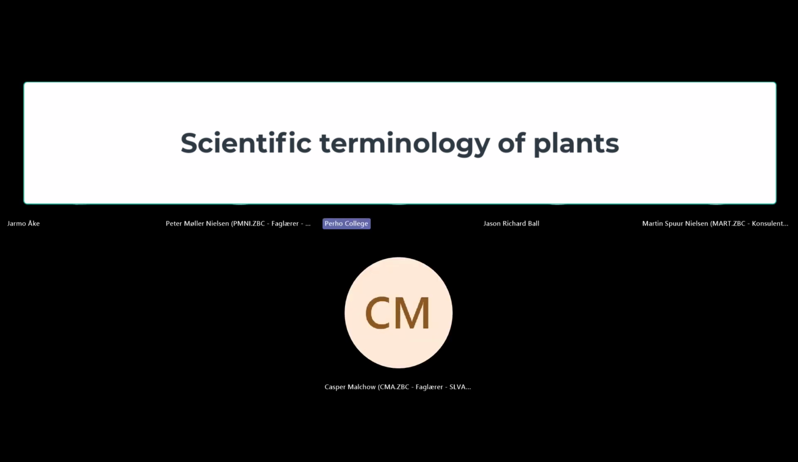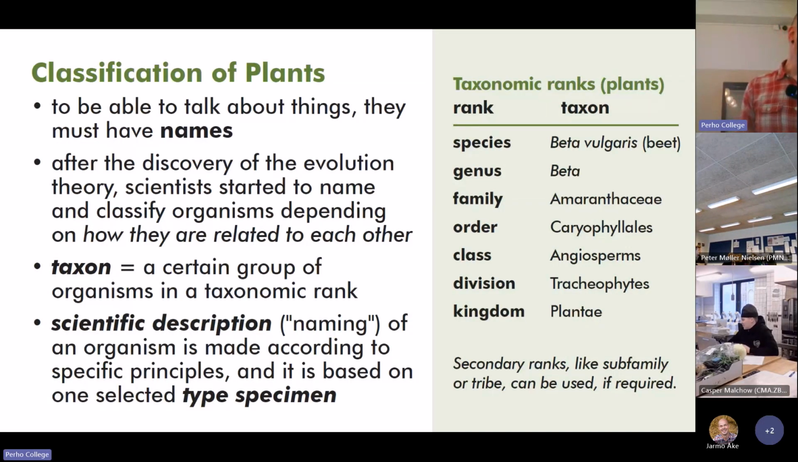All right, so I'll tell you something about classification of plants, about naming plants and using scientific names. Well, to be able to talk about things, they must have some kind of names. Also, there are different ways to classify things, for example, by use. You might start classifying plants like edible ones and non-edible ones, for example. I might use a different method.